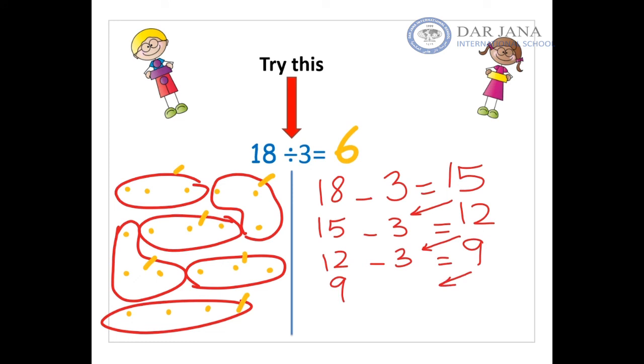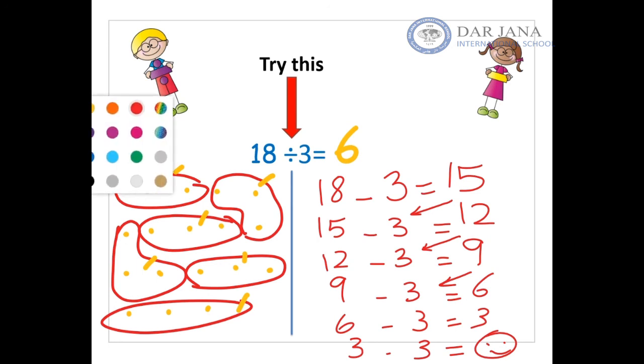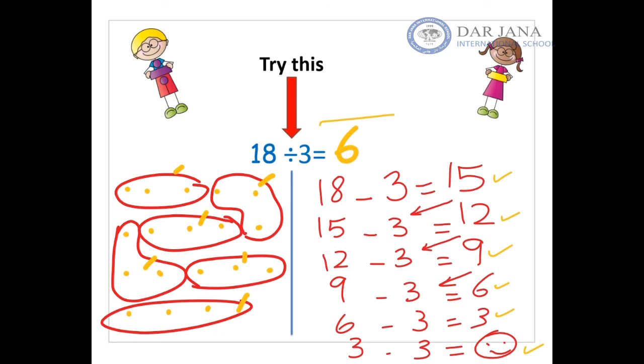Again, 9 minus 3 equals 6. What I'm doing is repeating the subtraction till I reach 0. 6 minus 3, I'm left with 3. And 3 minus 3, here we go, our 0. So I reached 0, I stop. How many times did I subtract here? Let's check: 1, 2, 3, 4, 5, and 6. So did I get the same answer? Yes.